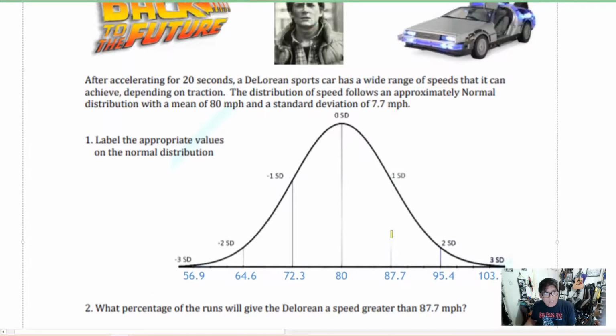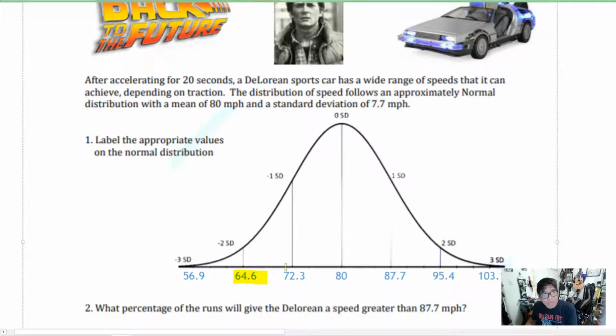Any speed that's between 72.3 and 87.7, we would say that that is within 1 standard deviation of the mean, which is something that you've probably heard a whole bunch of times, but now you kind of know what it means. Anything between 80 and 87.7, that is less than 1 standard deviation above the mean.